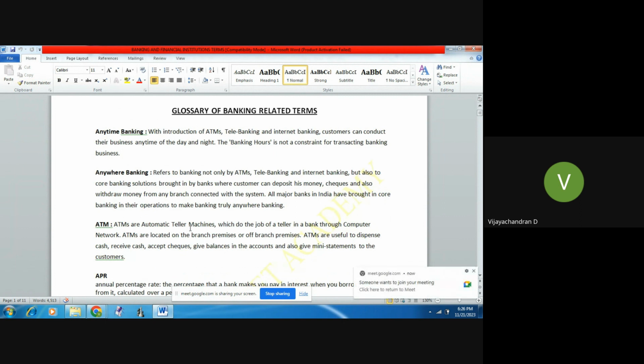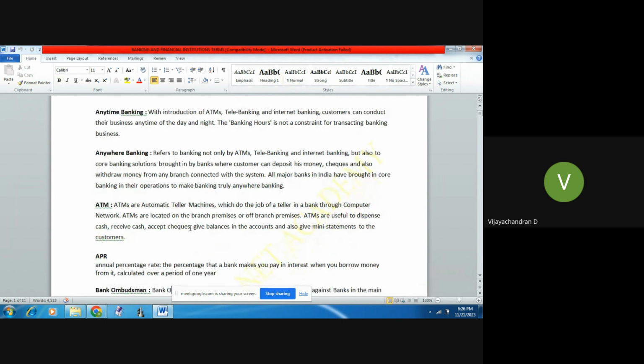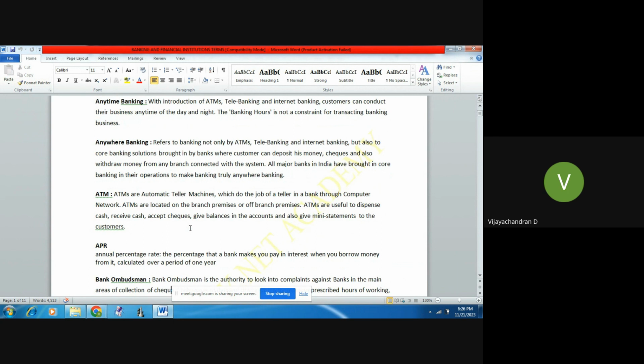Next comes, like anytime banking, anywhere banking. Anywhere banking means not only ATM, but also telebanking, internet banking, and core banking solutions. We can deposit our money or checks, or withdraw money without any restriction at any branch. Even if you are traveling in a rural area, you can make the transaction there also, with no difficulty. So that is anywhere banking.